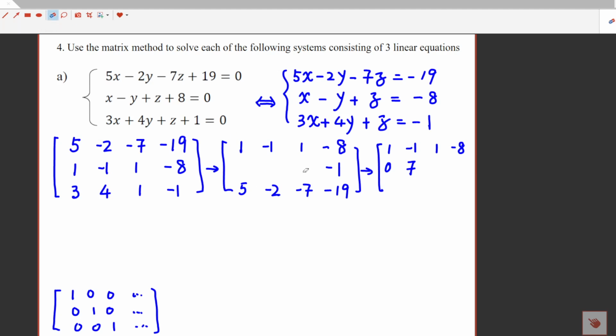Okay, let's just not change the order of the first and second then. So let's just keep this row here.